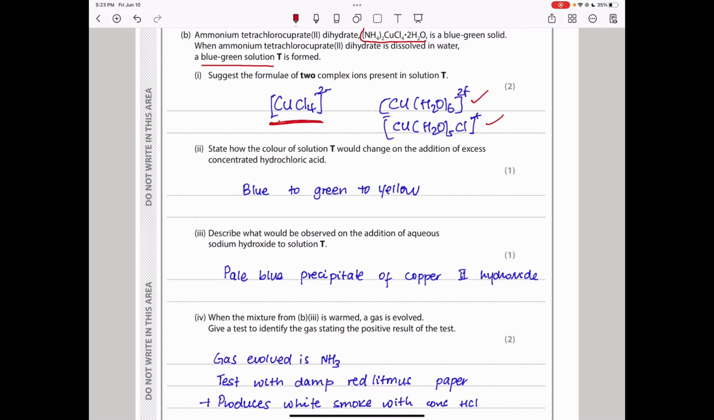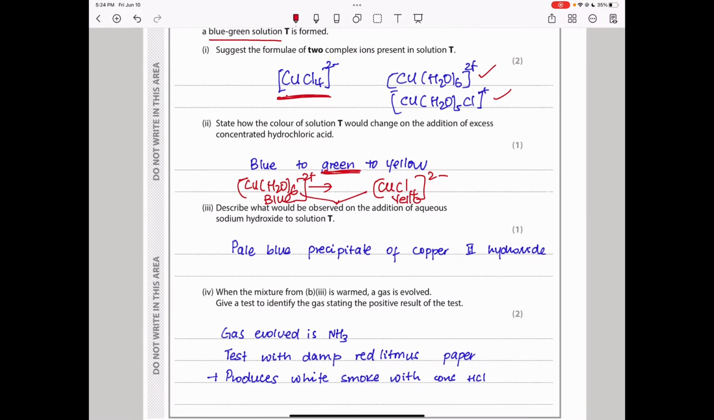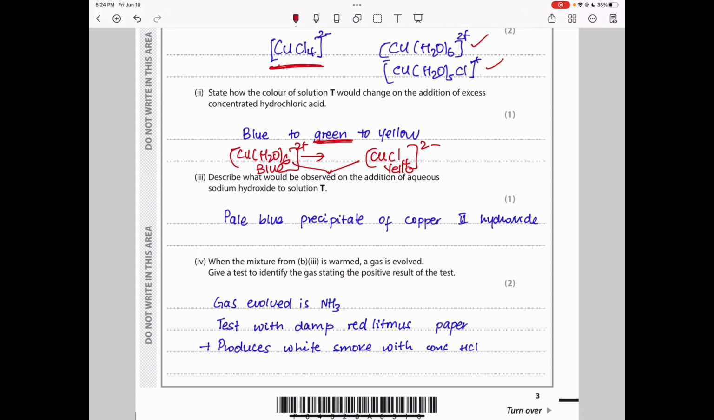Next, state how the color of T would change on the addition of excess concentrated hydrochloric acid. Excess concentrated hydrochloric acid to T is going to convert the blue color to green and then to yellow. The reason for this is, of course, that the [Cu(H2O)6]2+ is going to be converted to [CuCl4]2-. This one is blue, and this one is yellow. So this green color is due to the blue and yellow being in 1 plus, and then we can see something that looks green.